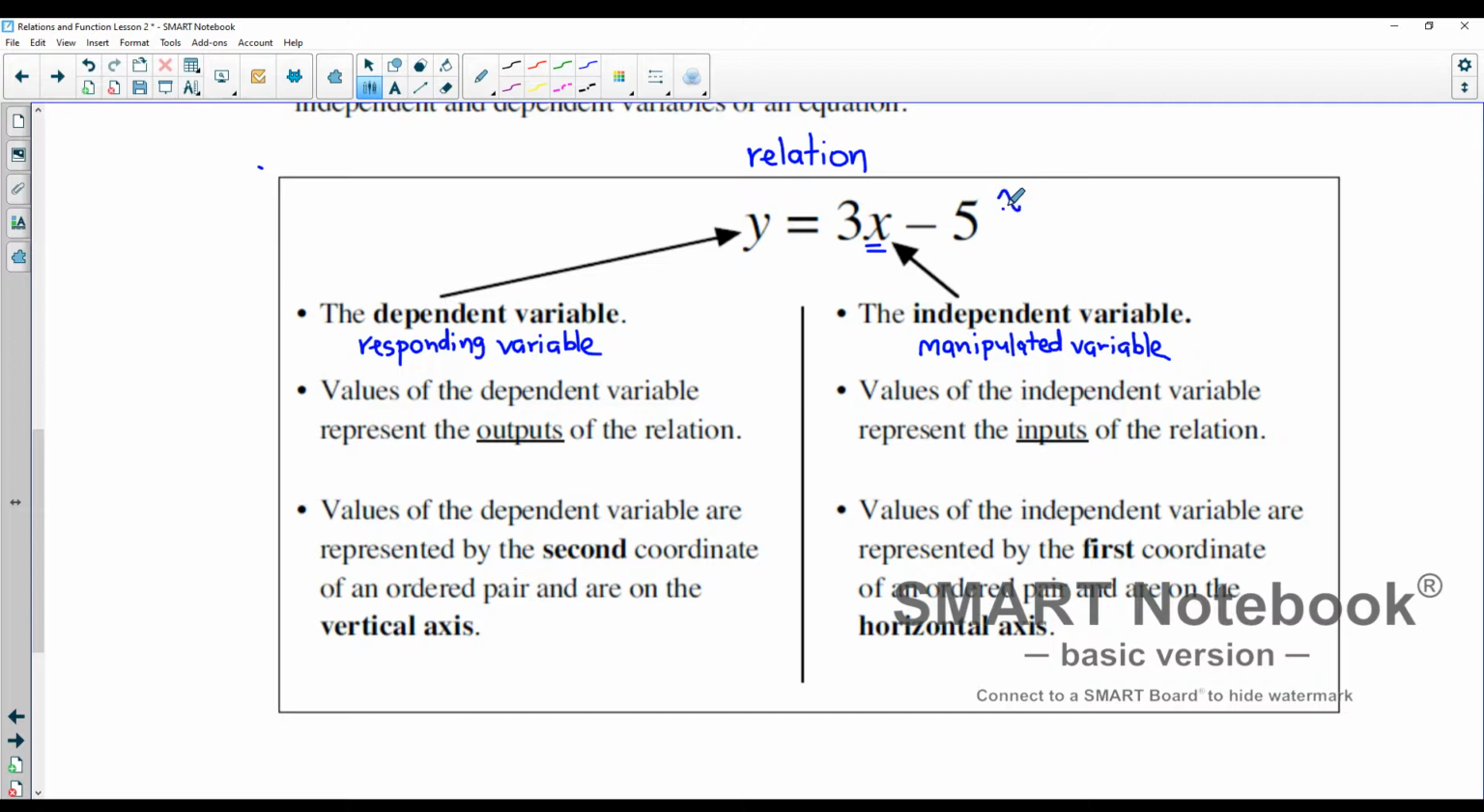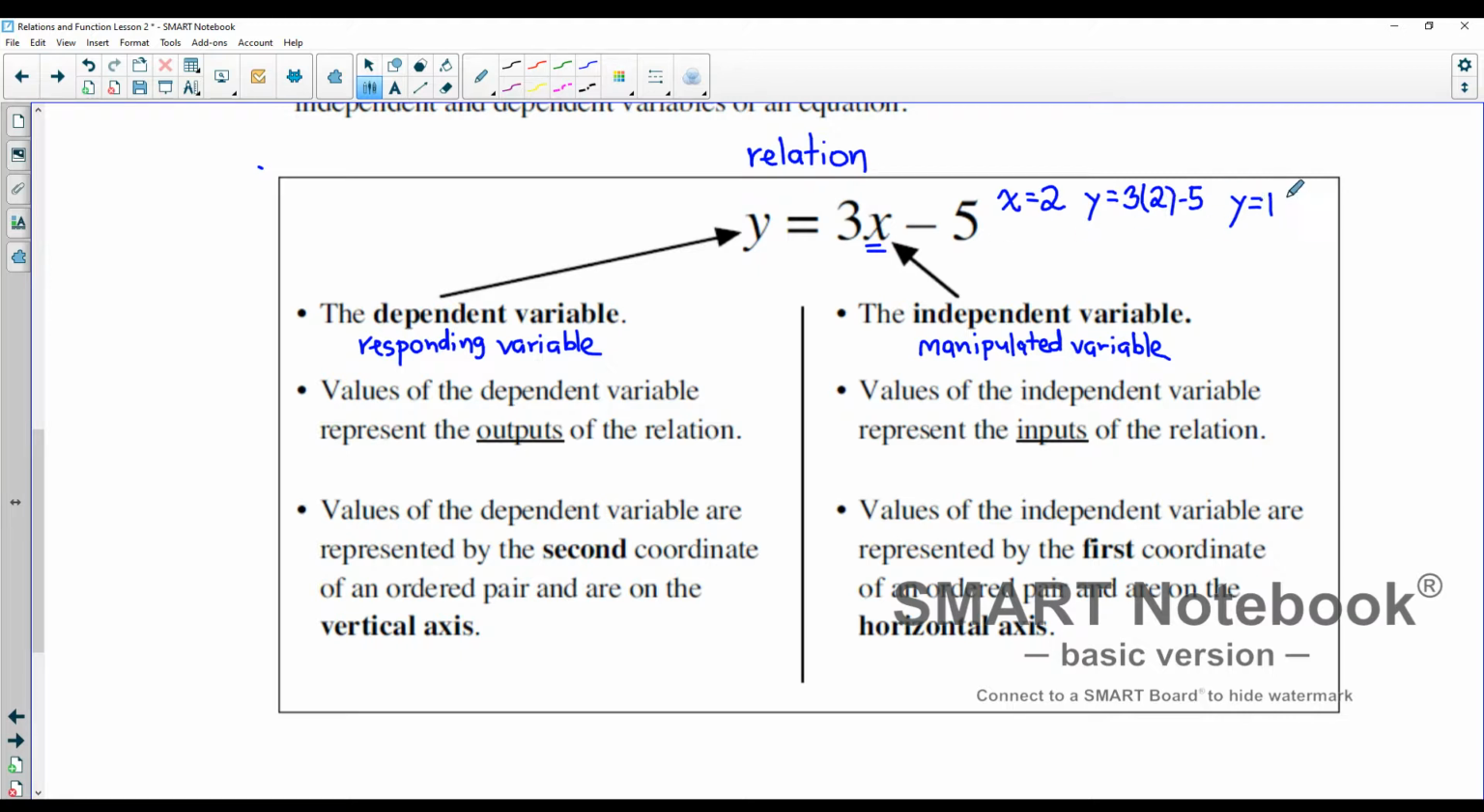Let's say that we plugged in x is equal to 2 into this equation. So if I sub it in here, it would be y is equal to 3, and then in the place of x, I'm going to replace x with 2 in brackets, and then subtract 5. And then 3 times 2 would be 6, minus 5 would be 1.